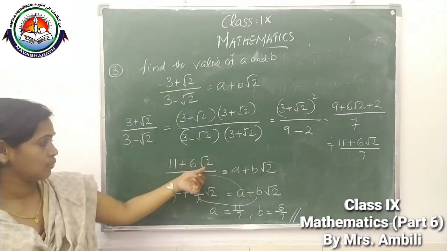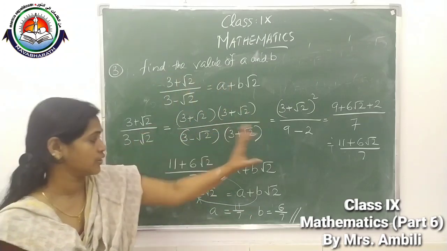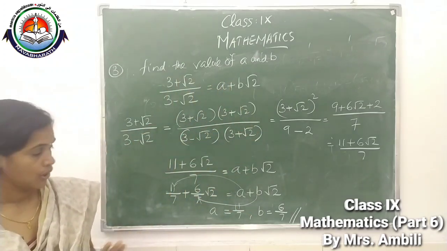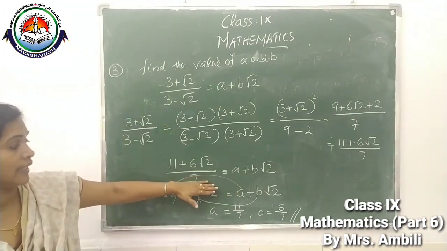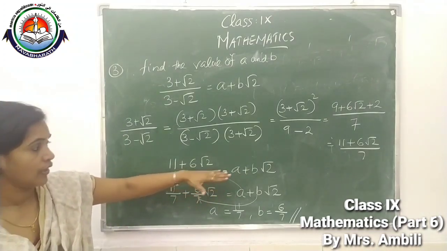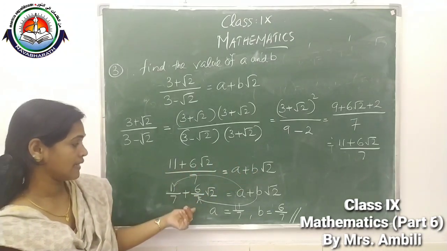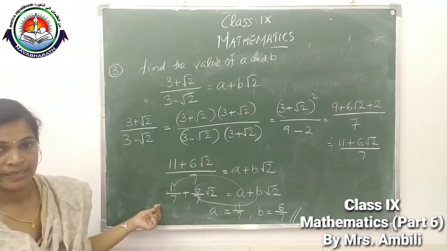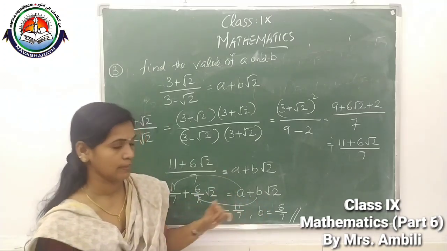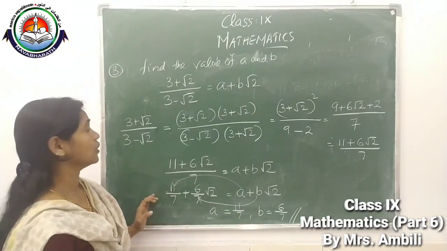Then we compare this LHS and RHS: (11 + 6√2)/7 equals a + b√2, which is already given. Instead of this we wrote that, that only happened. Even from this you will get the answer for a and b. For understanding, I split this term: 11/7 + (6/7)√2 equals a + b√2. So a equals 11/7 and b equals 6/7. Clear? Our third question is also complete.